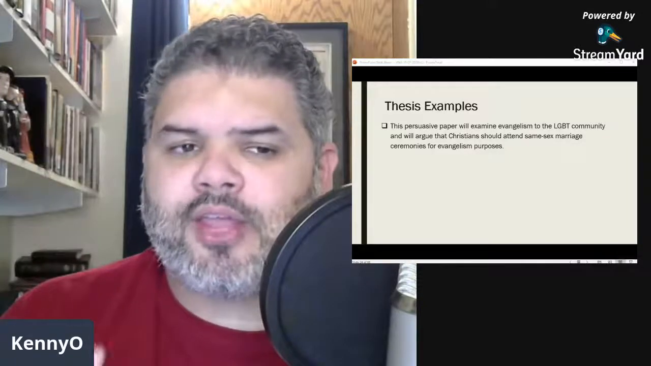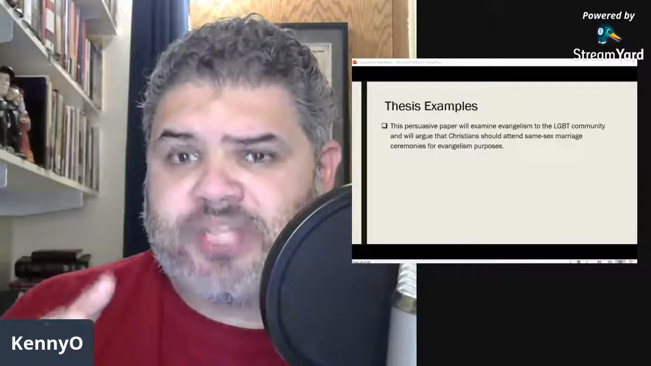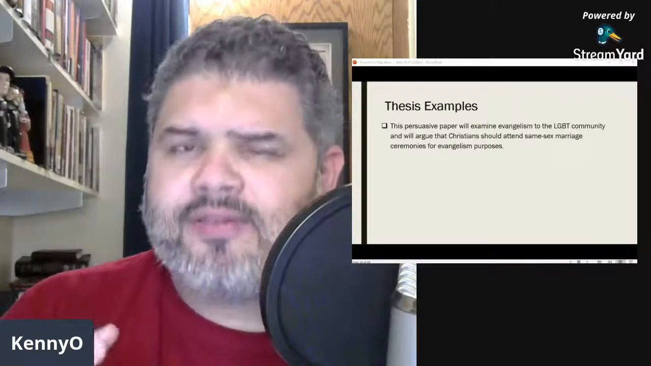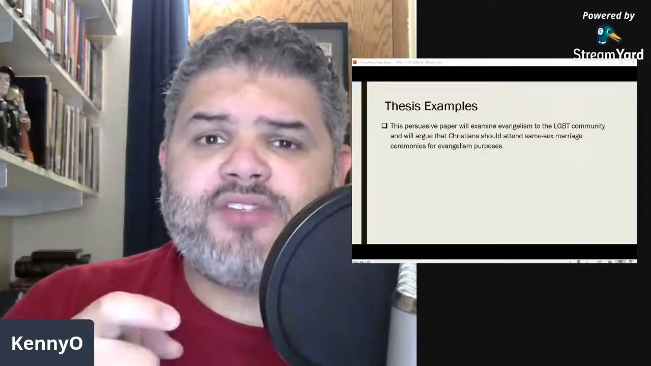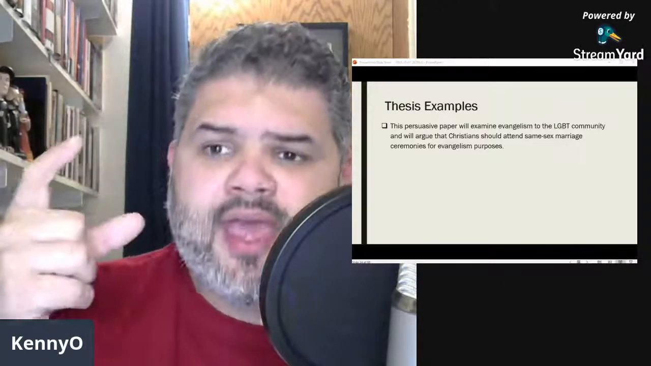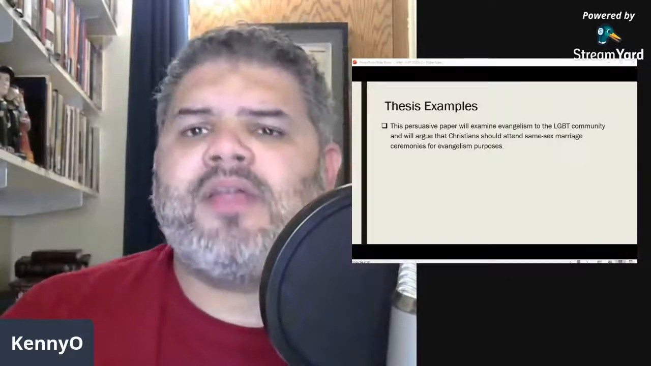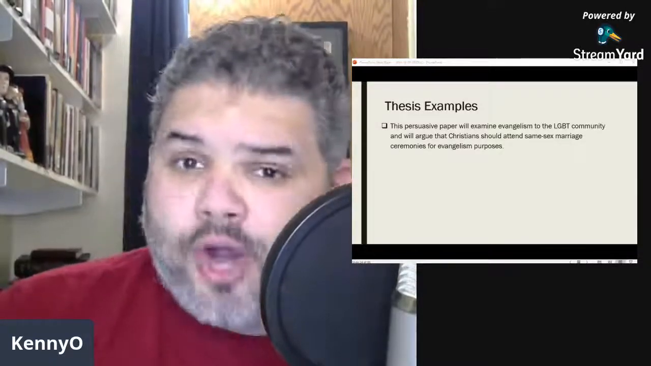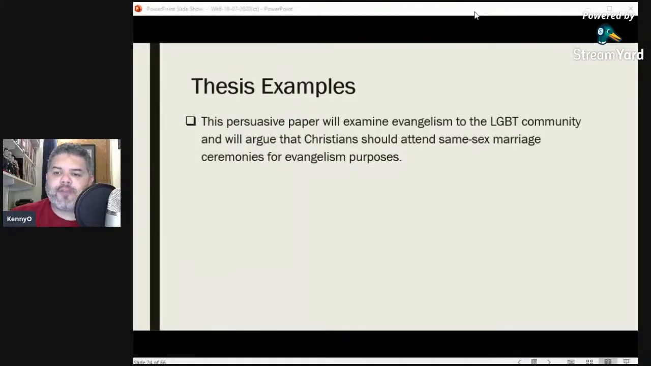This young man was making the argument, not because he was endorsing homosexuality. I think in the paper, he was making it clear that homosexuality is outside of God's design, that evangelicals should embrace the traditional view of sexuality, and that evangelicals should reject the idea that the practice of homosexuality is not a sin. But he was arguing that evangelicals still should attend same-sex marriage ceremonies for the purposes of evangelism, and he defends that in his paper. And I think he did it pretty good. I think this was like a B+ or A- paper.